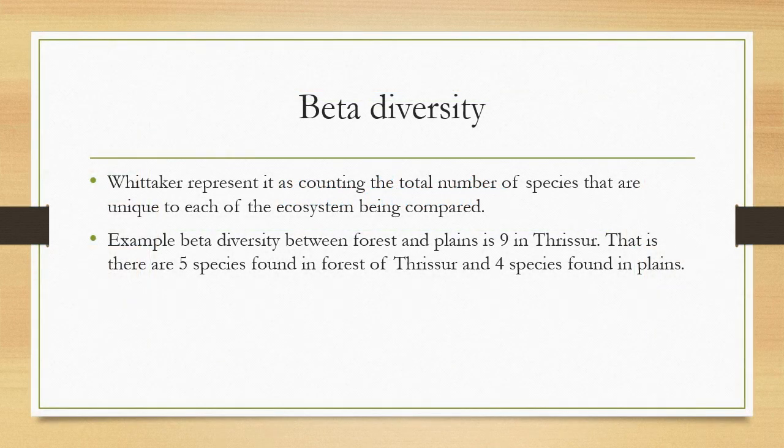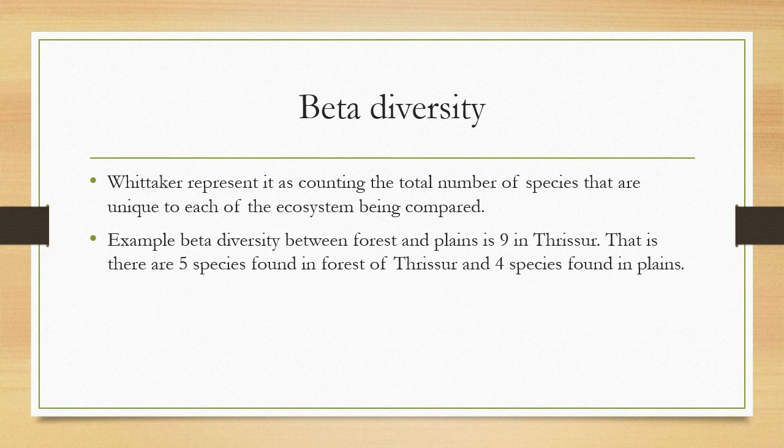Whittaker represents it as counting the total number of species that are unique to each of the ecosystems being compared. So there are 2 or 3 main concepts you have to understand. It is a comparison. That is, we are comparing 2 ecosystems. Okay, a place A and a place B. And we are counting the unique organisms in place A and unique organisms in place B.